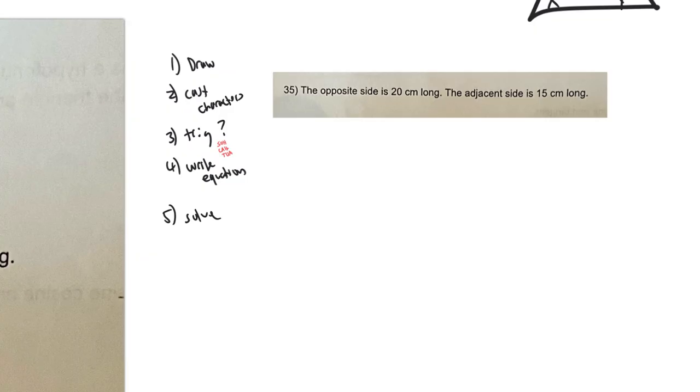Drawing the triangle. The good news, for my student watching, is that the 5-step process that worked on the last batch of problems also works on this. So the opposite side is 20, and the adjacent side, so we'll call that the angle, the adjacent side is 15.